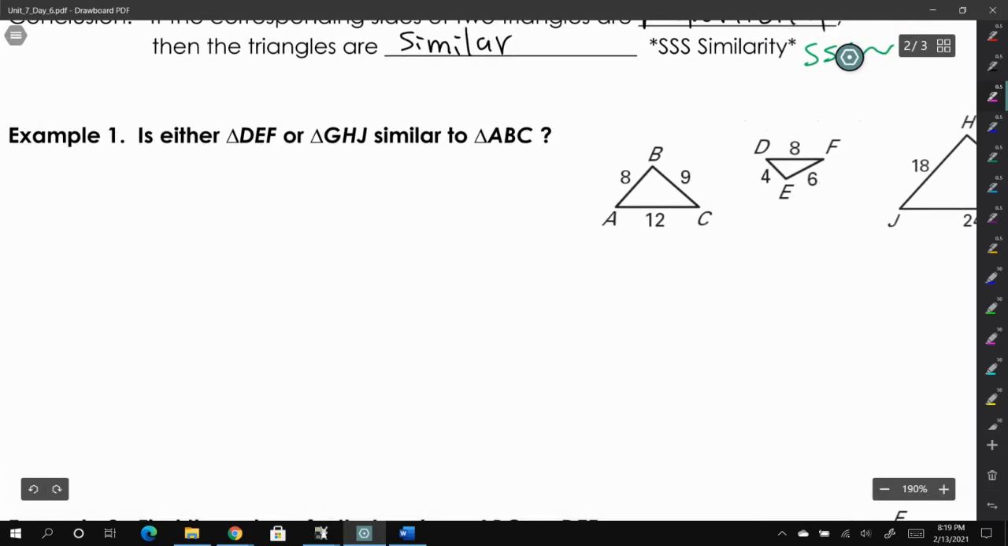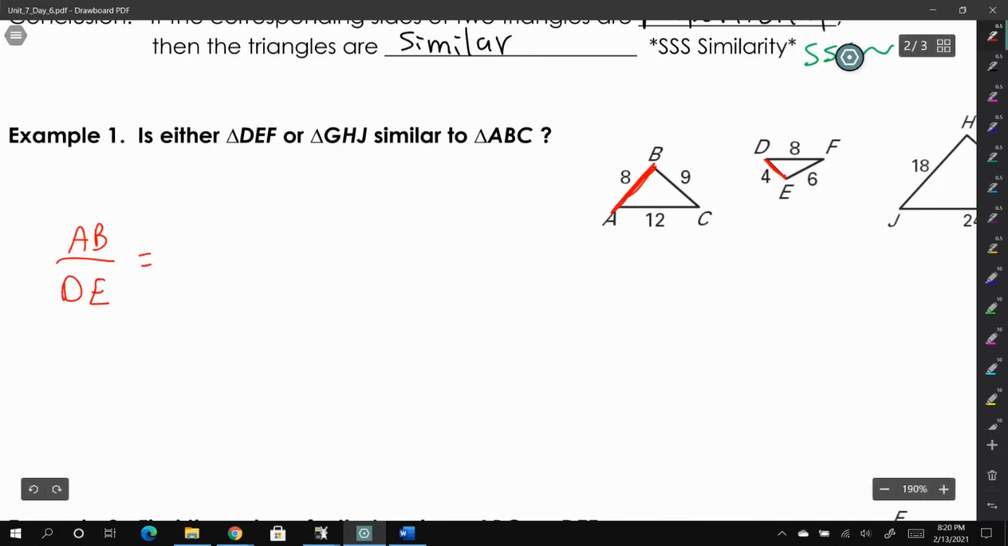So what we want to do is write out what the similarity statement would be. We're going to say, hey, let's pretend they are similar. What would that look like? So what I like to do is start with the one I'm going to be comparing to, the main one, which in this case is triangle ABC. So I take the smallest side of triangle ABC, which is AB, and say, okay, let's do AB over the smallest side in triangle DEF, which is DE.